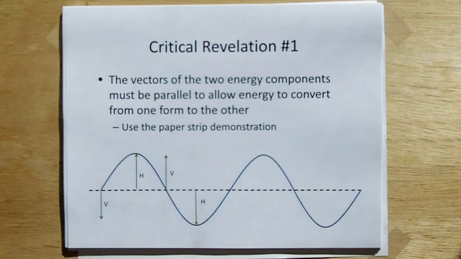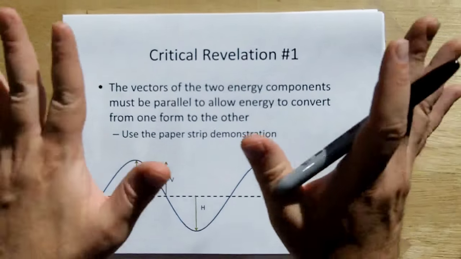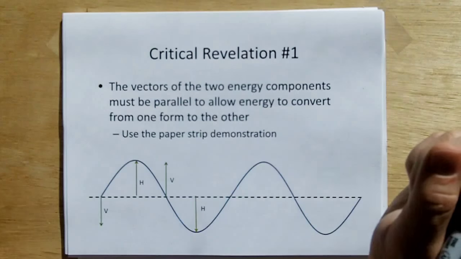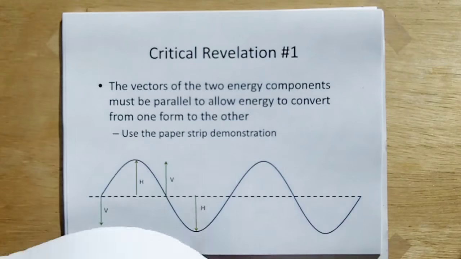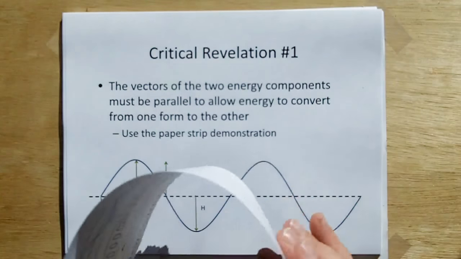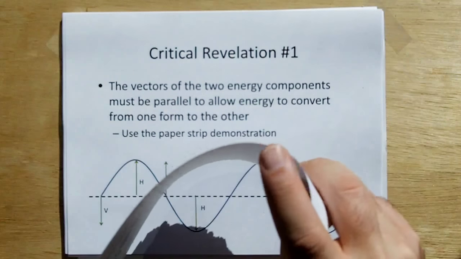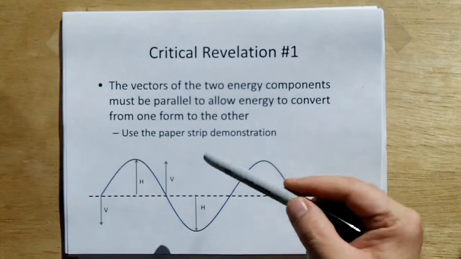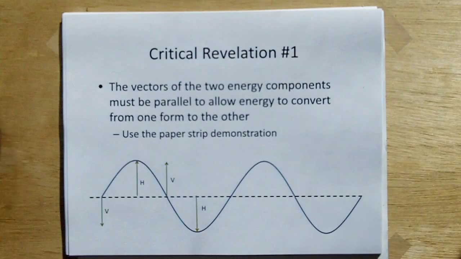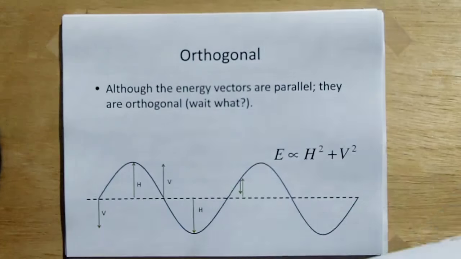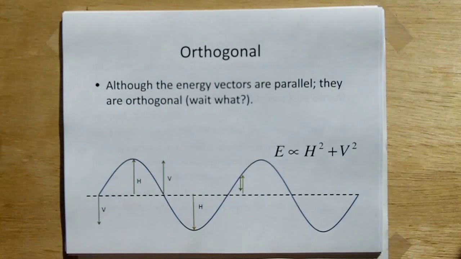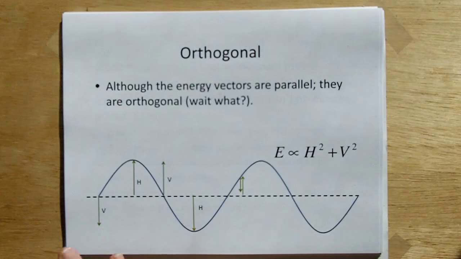And one of the interesting revelations we learn from this is that the vectors that contain the potential energy and the kinetic energy are parallel. In other words, in order for this piece of paper to move up and become the peak, this velocity has to be in line with where the height is going to be. So our velocity vectors and our height vectors are parallel. Although the energy vectors are parallel, they are orthogonal. And you're like, wait, what?